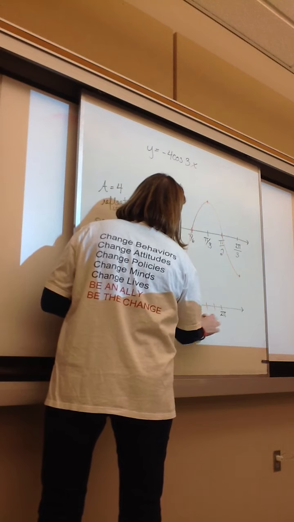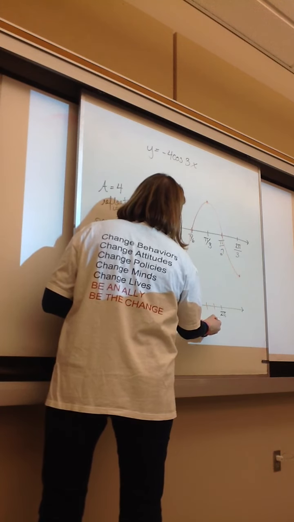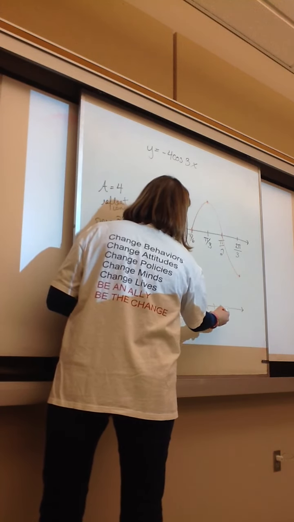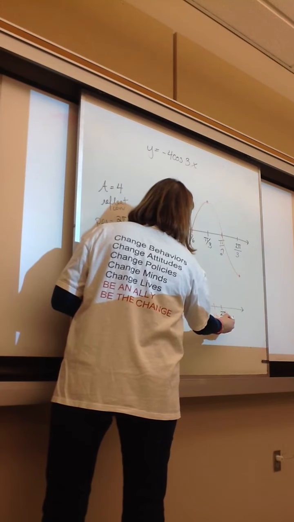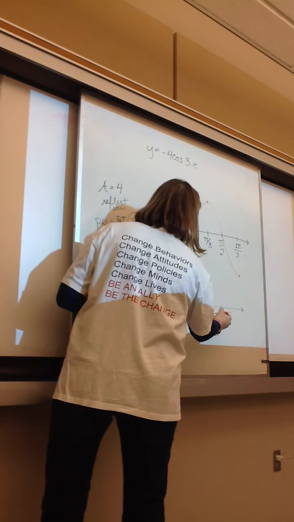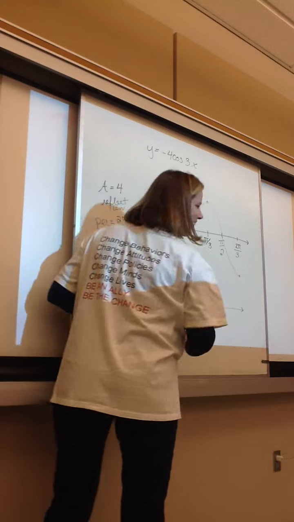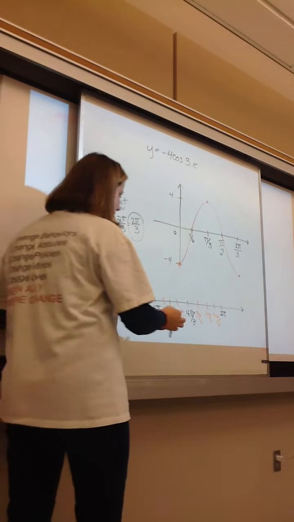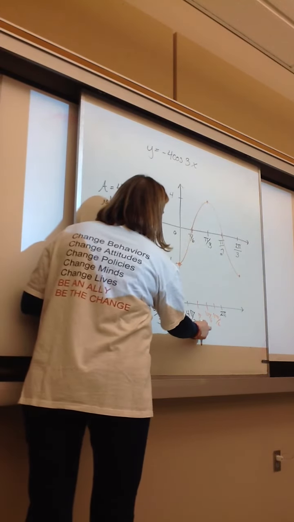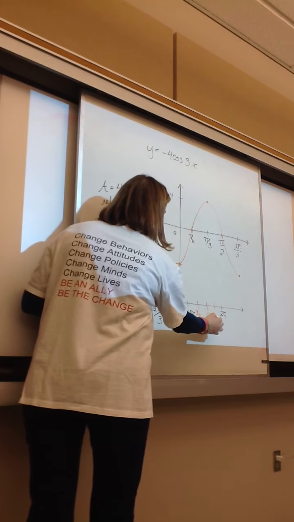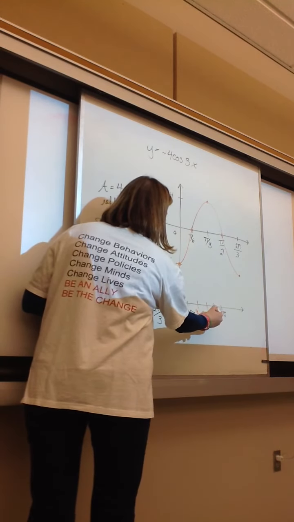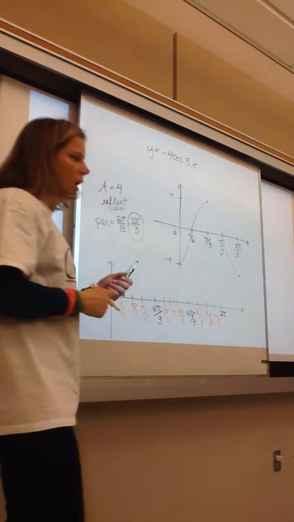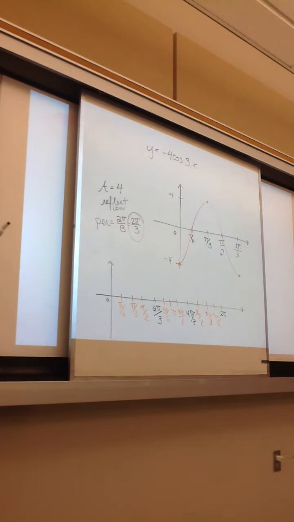9 pi over 6 reduces, I'll reduce that in a second. 10 pi over 6 reduces. 11 pi over 6 reduces. No, it doesn't, thank you. I'll leave that. And then 12 pi over 6. So 9 pi over 6 is 3 pi over 2. 10 pi over 6 is 5 pi over 3. And so all we did was add that equal interval, 1/6, 1/6, 1/6.